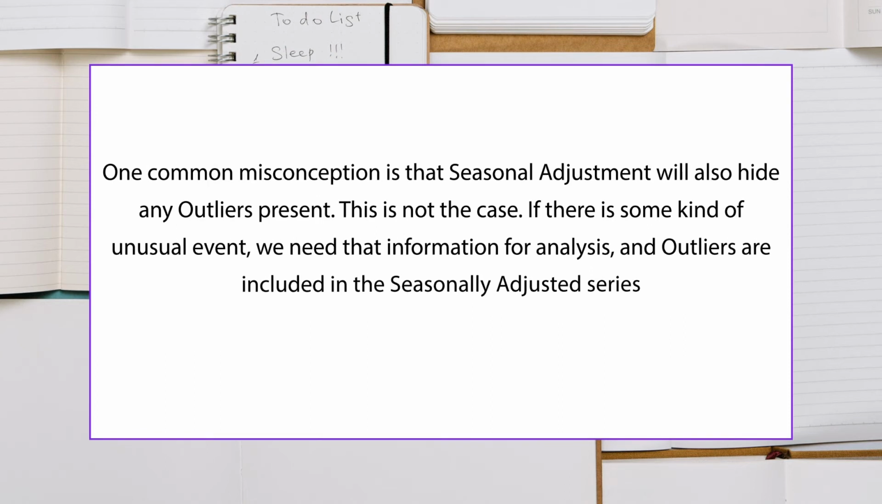One common misconception is that seasonal adjustment will also hide any outliers present. We have already discussed outliers in measures of central tendency: an unwanted number which can affect the average in a big manner, so we would want to hide it. But this is not the case here. If there is some kind of unusual event, we need that information for analysis, and outliers are included in the seasonally adjusted series.